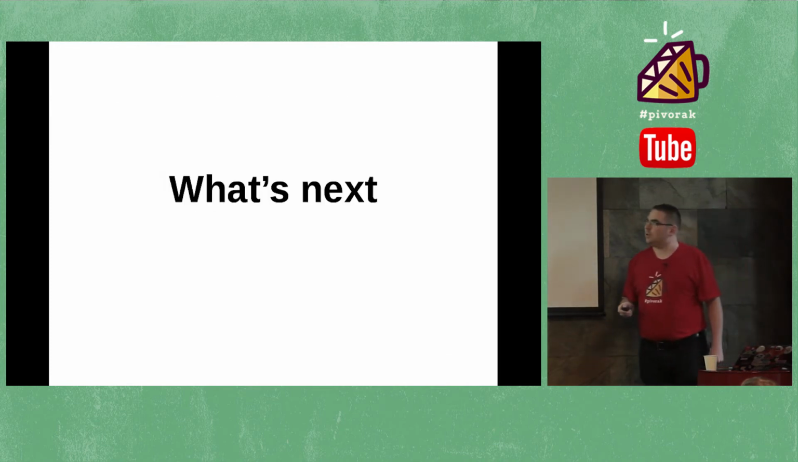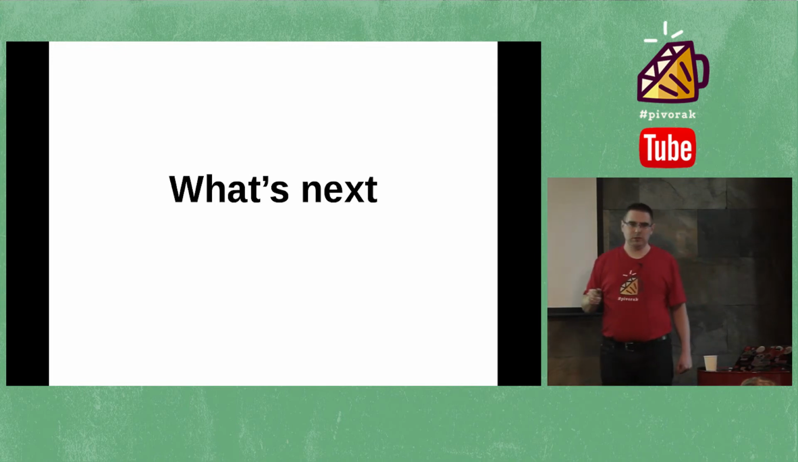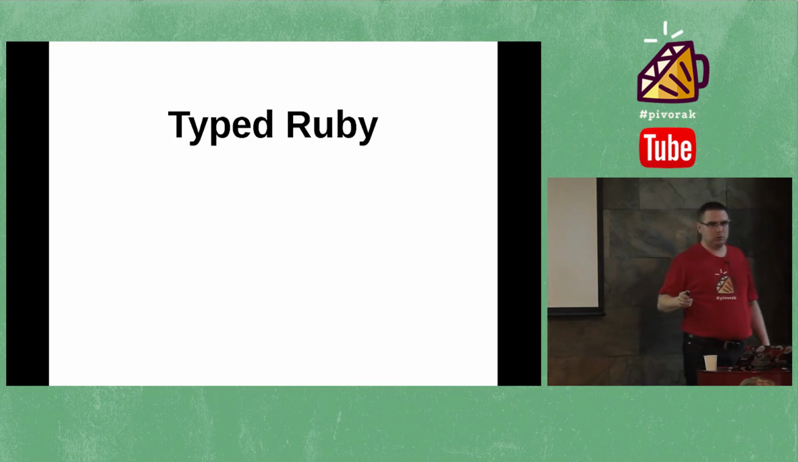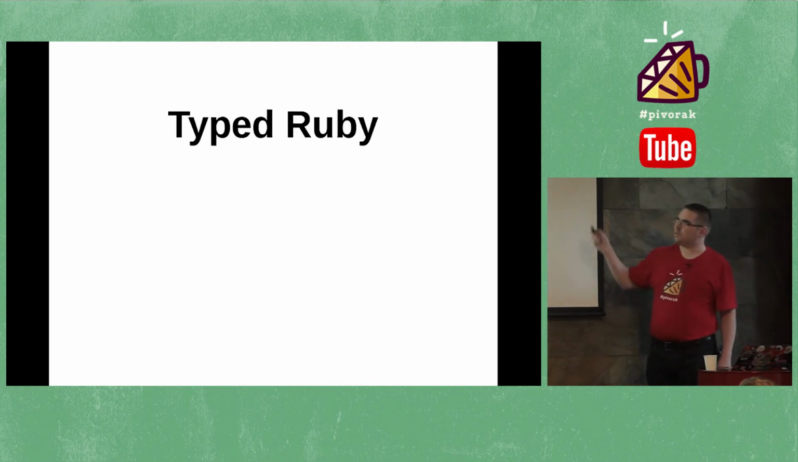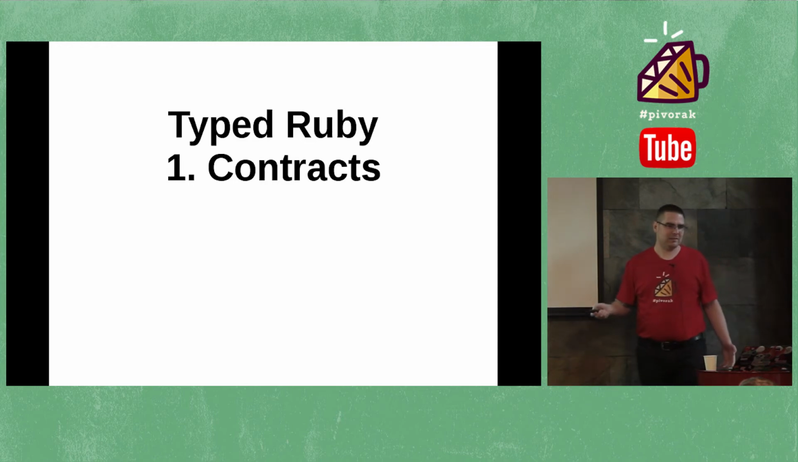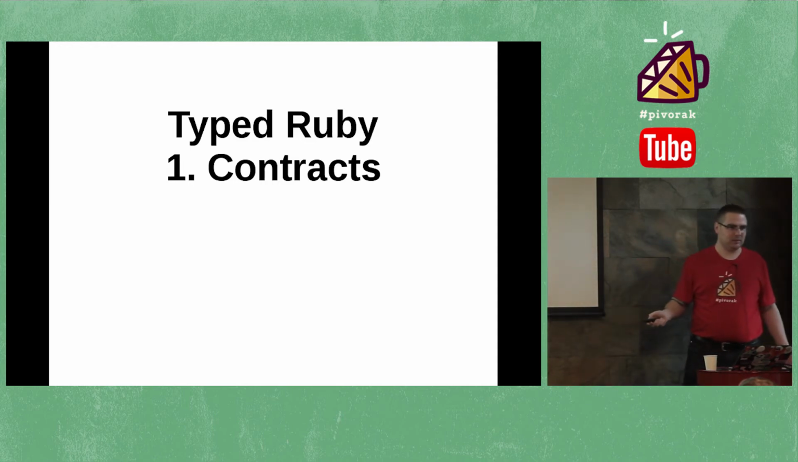So that was quite short, and probably some of you already read my article. But I'm working on next things, and I want to work on typed Ruby next. And I've already started sketching it. So for sure contracts, because if we are talking about types, I want to include contracts.